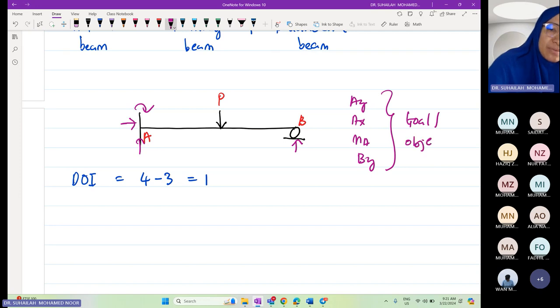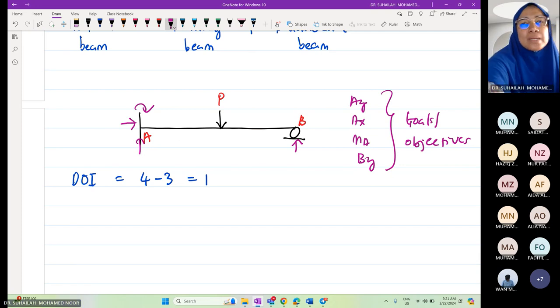This is the objective. So inilah dia. So kita nak sekarang ni kita dapat this beam. Okay. Kita nak cari AY, AX, MA, BY. Itu soalan dia. We cannot use equilibrium equation only. Because there are 4. Three only can be solved using equilibrium equation. Okay, one cannot. So this one is the redundant, the problem.